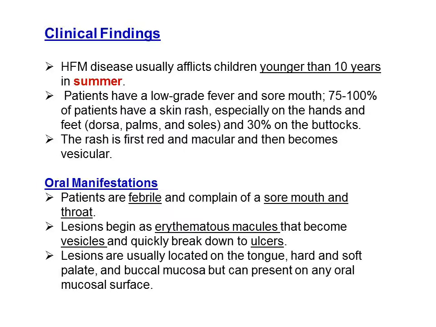Oral manifestation: patients are febrile and complain of sore throat. Lesions begin as erythematous macules, then become vesicles, which quickly rupture to form ulcers. These are mostly located on the tongue, hard and soft palate, and buccal mucosa, and may be seen in any oral mucosa.